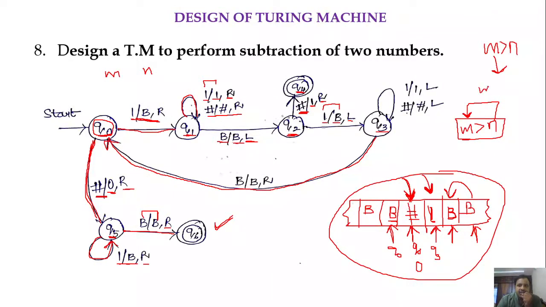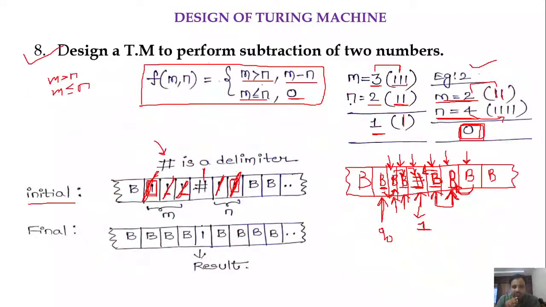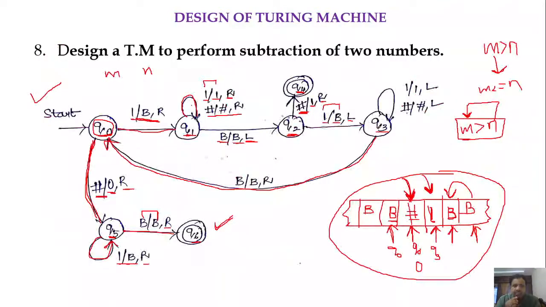If m value is less than or equal to n, then in q0 we will get hash. At that point we replace that hash with a 0, and whatever additional ones are there in n, we replace those with a blank. And we will go to the final state, producing the result as 0. So this is the Turing machine that performs a subtraction of two numbers based on the given function. So this is the subtraction.